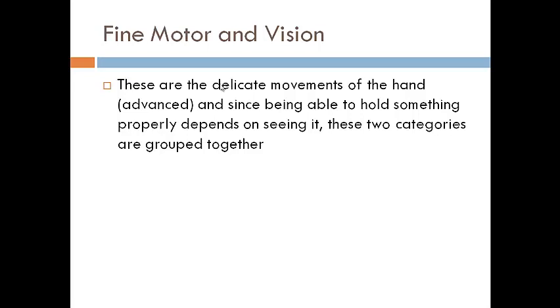With fine motor and vision, this is monitoring the delicate movements of the hand, and this is because the hand is more of an advanced area of the central nervous system. And the other thing to keep in mind is being able to hold something properly depends on being able to see it. So that's why they usually put fine motor and vision together.